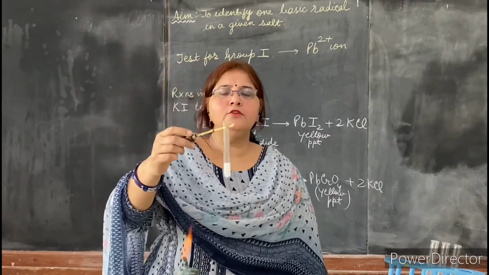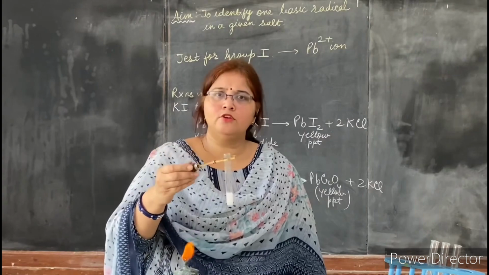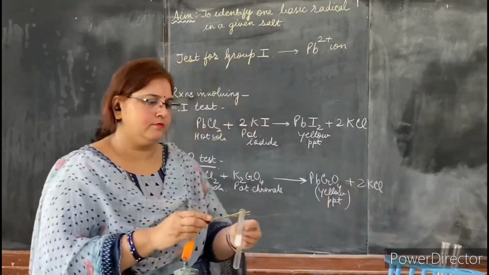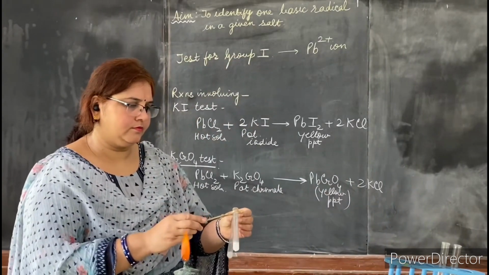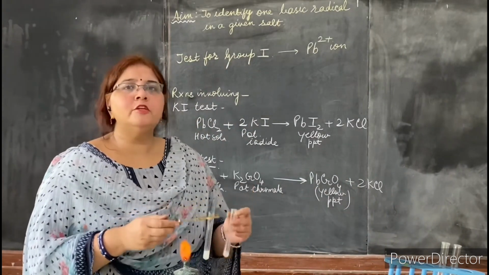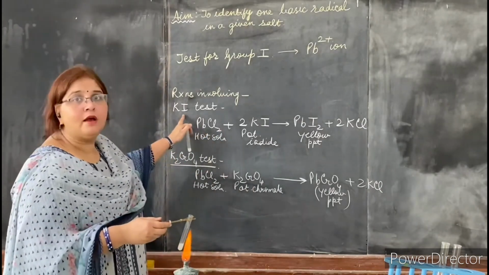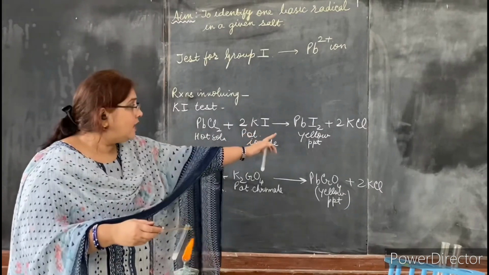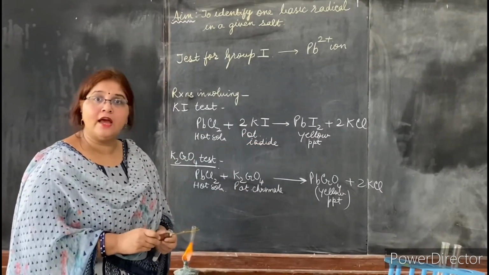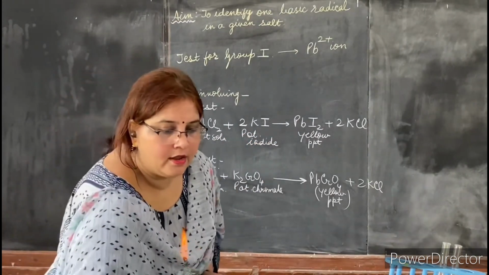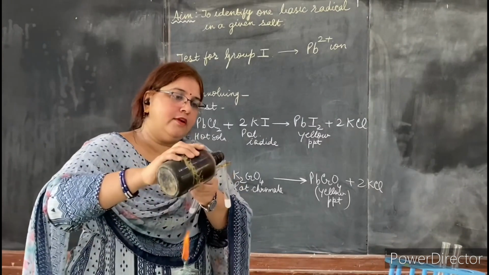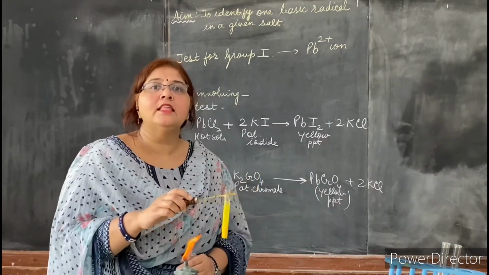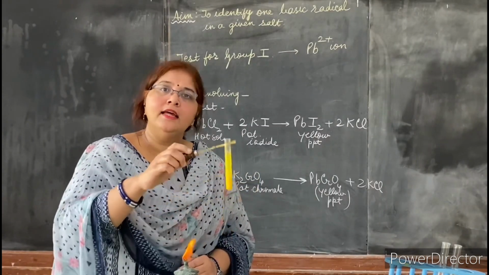So this is the clear solution. Now the precipitate is dissolved completely. Now divide the contents into 2 parts. To the first part, add potassium iodide. Now when this hot solution reacts with the potassium iodide, a yellow precipitate of lead iodide is formed. You see over here, a yellow color precipitate is obtained, which means the given salt contains the lead ion.